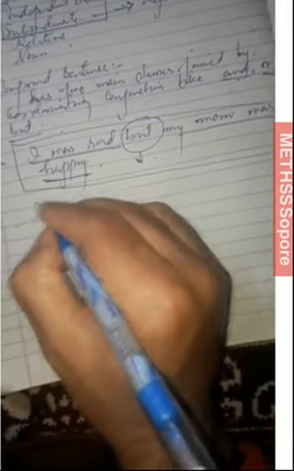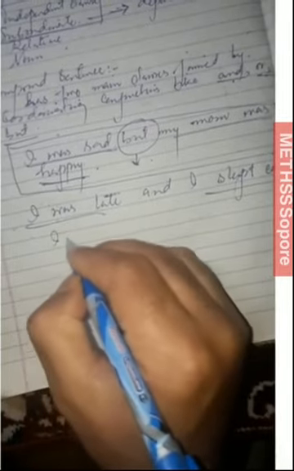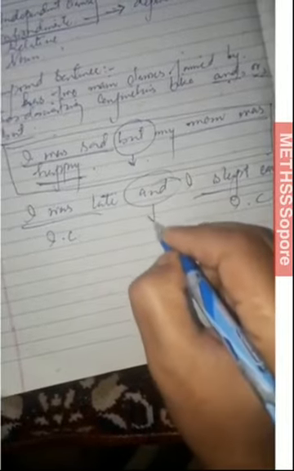I will give another example. I was late and I slept early. I was late is an independent clause. I slept early is an independent clause, joined by and. This is an example of a compound sentence. Now let's move to the complex sentence.